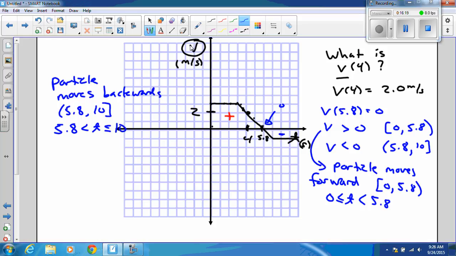This is not a position graph showing where the particle is. The particle doesn't stay at 3 and then go backwards and stay at -1. The particle is moving according to this velocity. So the velocity graph is a little bit more abstract than the position graph.